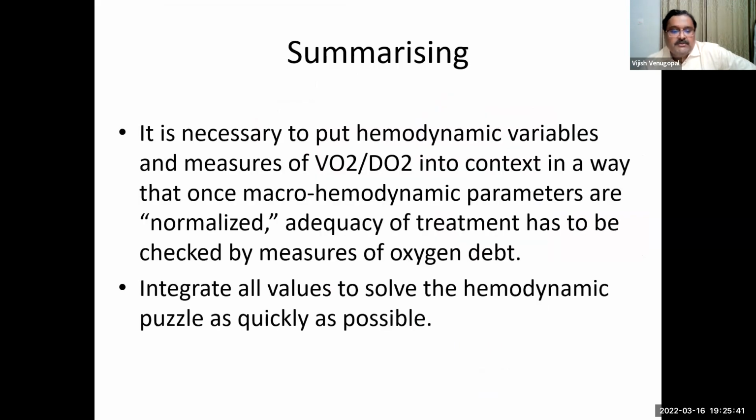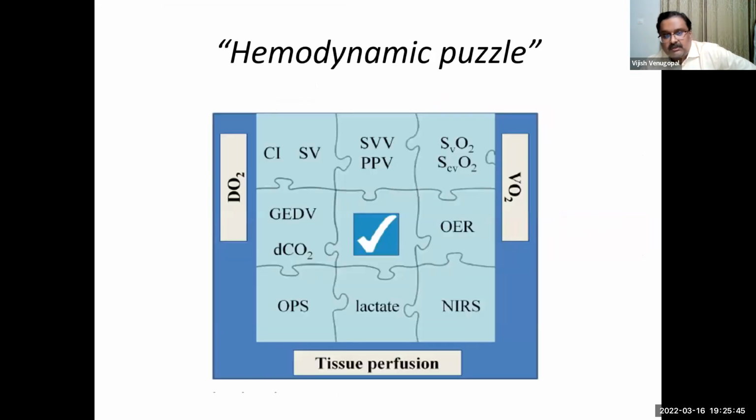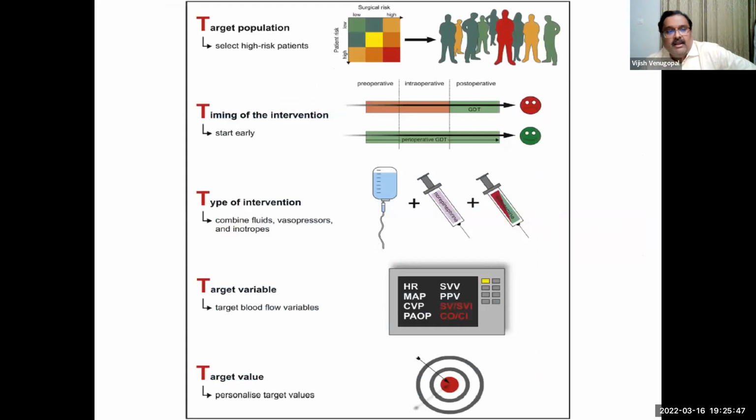So summarizing, you should integrate all the values to solve the hemodynamic puzzle as quickly as possible so that the patient does not suffer. So remember the 5 T's: the target population, select high-risk patients initially. The timing of the intervention should start very early in the preoperative period itself. The type of interventions, you can give fluid, vasopressors, or inotropes. The target variables should be the blood flow variables, and the target value should be personalized.